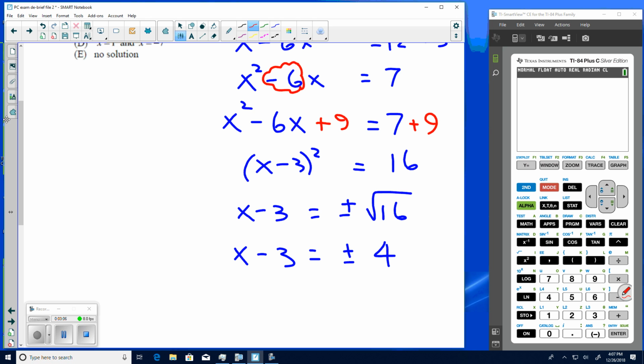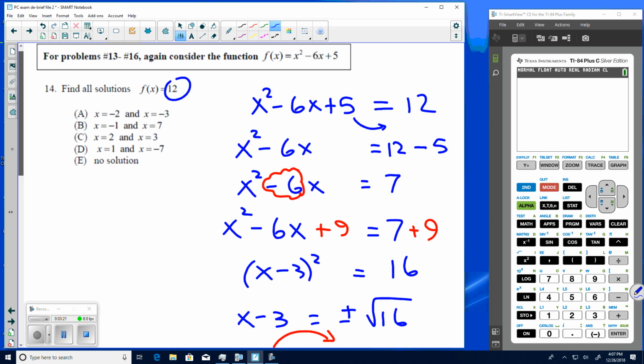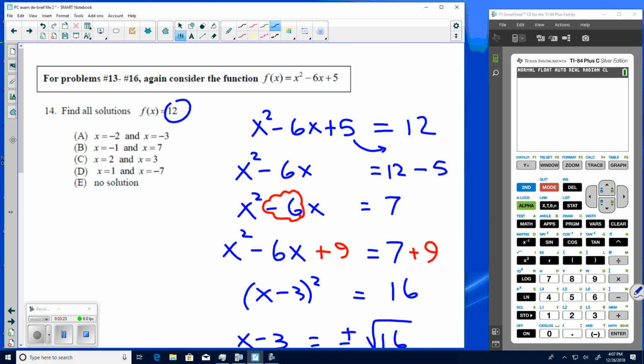So we'll go ahead and move the 3 over to here, and we finish with x is equal to 3 plus or minus 4. Both of those clean up very nicely. x is equal to 7, or x is equal to negative 1. 7, negative 1, choice B.